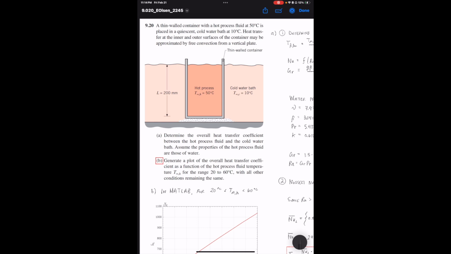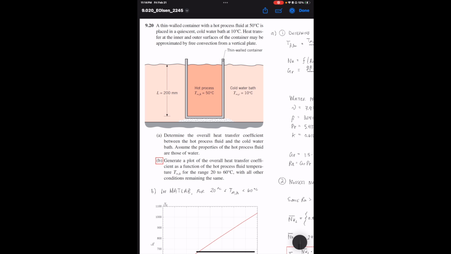My name's Evan Olson, and I'll be solving problem 9.20 of the Fundamentals of Heat and Mass Transfer 8th edition. So for our problem statement, we have a thin-walled container with a hot process fluid at 50 degrees Celsius, which is placed in a quiescent cold water bath at 10 degrees Celsius.